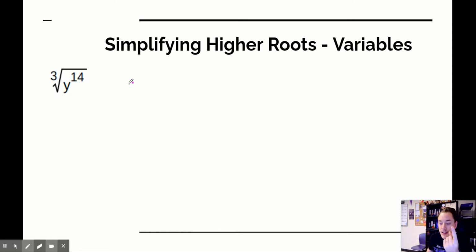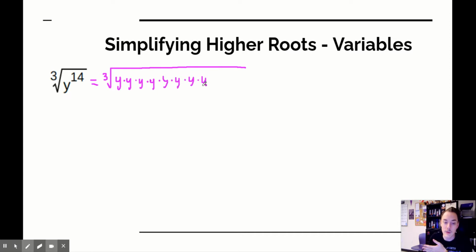Well, there's an easy way, and then there's a hard way. I'm going to show you the hard way first, and then the easy way, the shortcut. What does the 14th power mean? It means this is the cube root of y times y times y times y times y times y times y times y times y times y times y times y times y times y. Pretty sure that's 14: 1, 2, 3, 4, 5, 6, 7, 8, 9, 10, 11, 12, 13, 14.